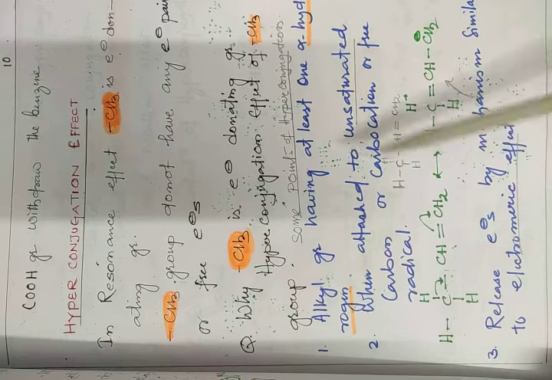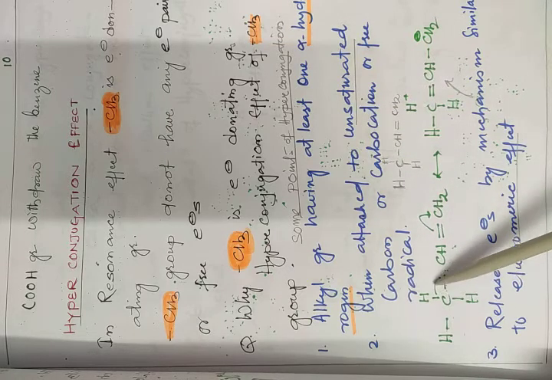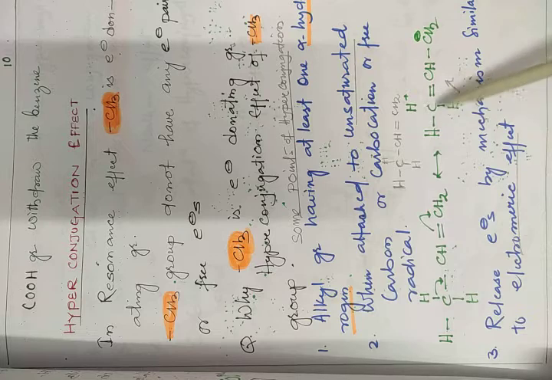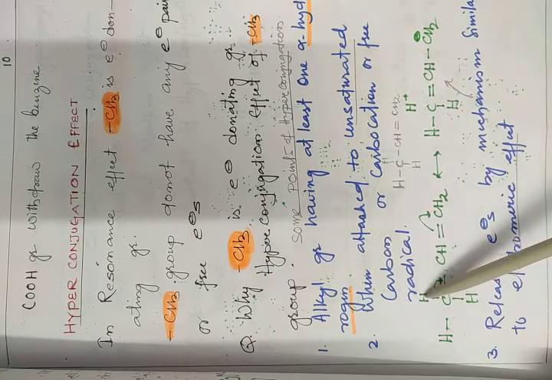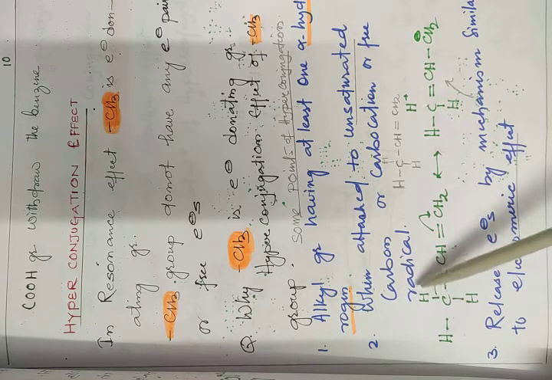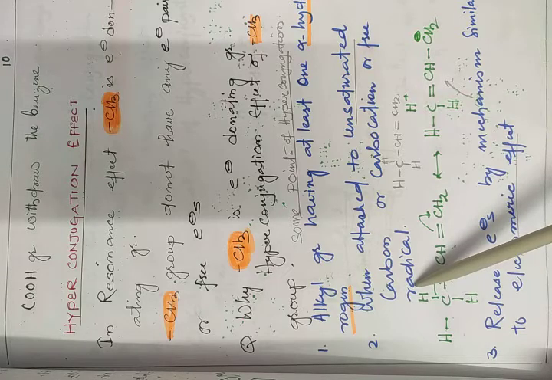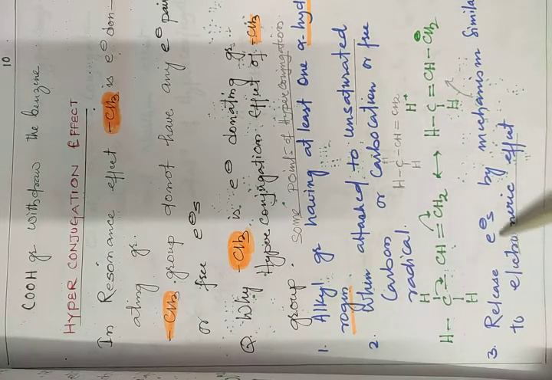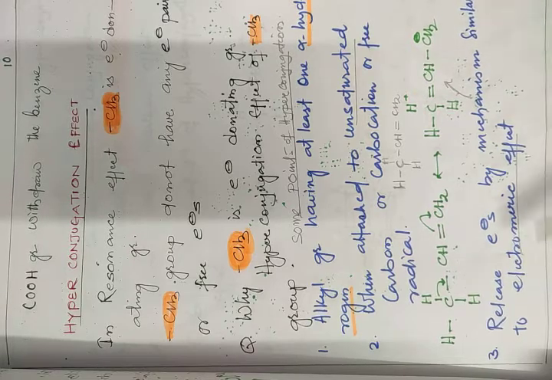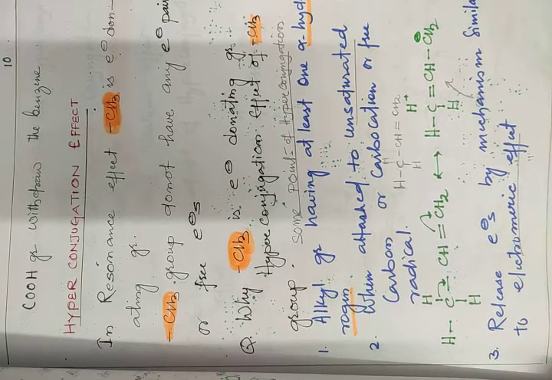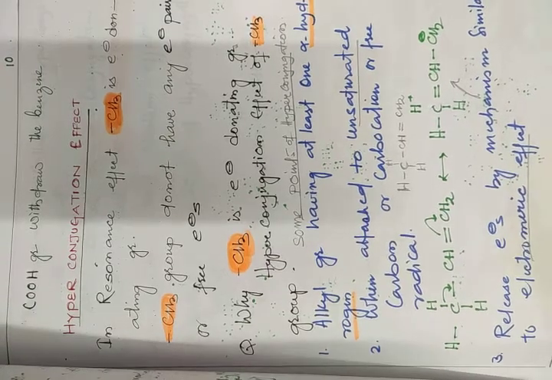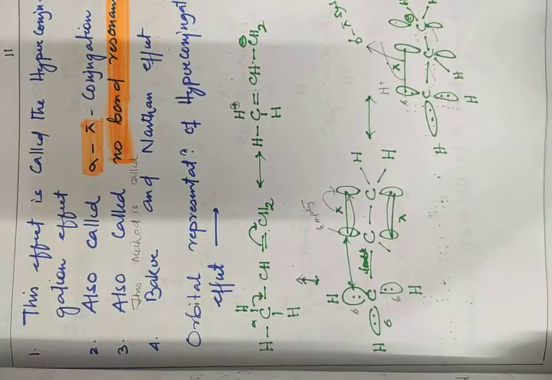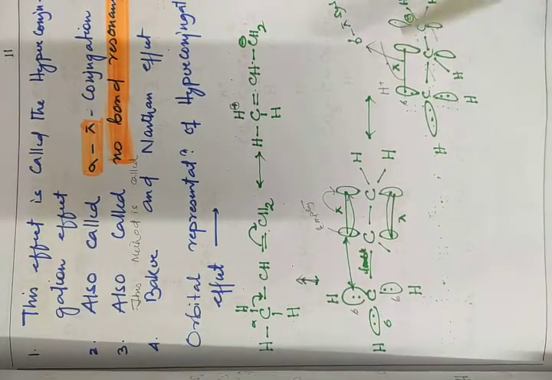According to this point, this bond is given to here. When it is given to here, then a double bond will be there, but between this carbon and hydrogen it will not have a bond. It will be represented only as a positive charge. That means less electron. So it is represented as a no bond. Now number 3, it releases electrons by a mechanism similar to the electromeric effect. So this hyperconjugation is similar to the electromeric effect. We will do the electromeric effect after this.